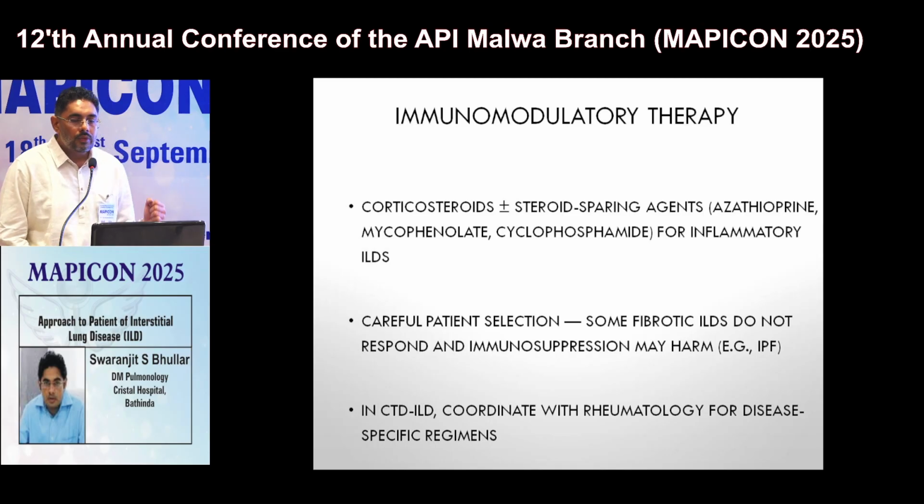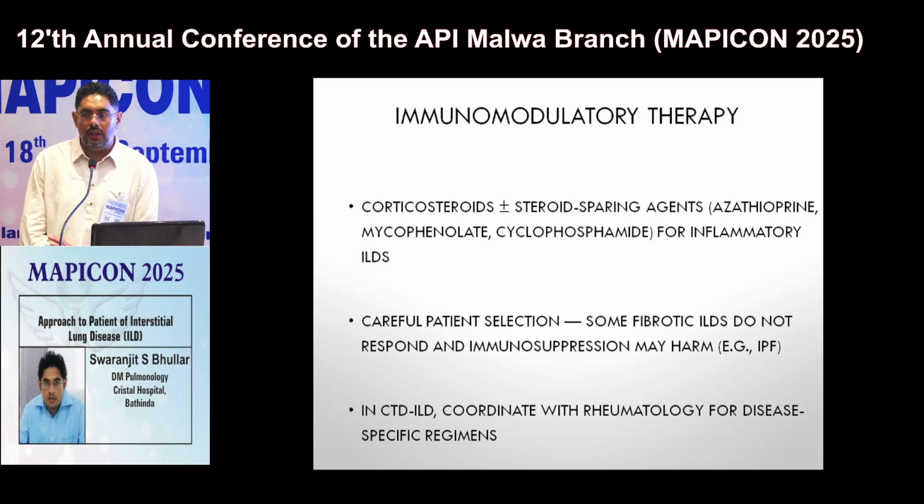Immunomodulatory therapy, the most important being corticosteroids and steroid-sparing agents including azathioprine, mycophenolate and cyclophosphamide. Nowadays we are not using cyclophosphamide much. Mycophenolate has already taken its role. So most of these non-RA patients, like MCTD, Sjogren's, connective tissue disease, we preferably offer them mycophenolate along with steroids at the first go, and most of these patients usually do well on mycophenolate.